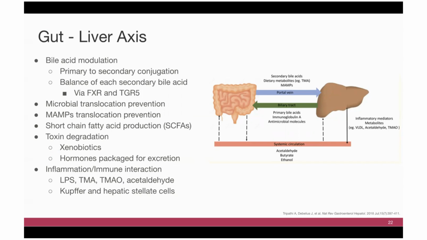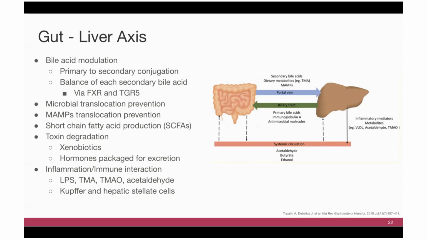Increased intestinal permeability allows translocation of things not supposed to leave the intestine. Remember, we talked about translocation of LPS. Things like PAMPs, which are pathogen-associated molecular patterns, and DAMPs, damage-associated molecular patterns. They're collectively known as MAMPs. There's a lot of little acronyms here. These molecular patterns are recognized by the Kupffer and hepatic stellate cells. They trigger inflammation and have been very strongly linked to liver fibrosis.